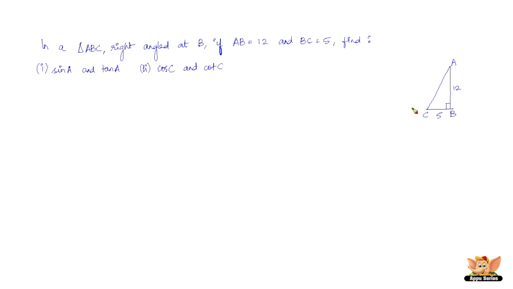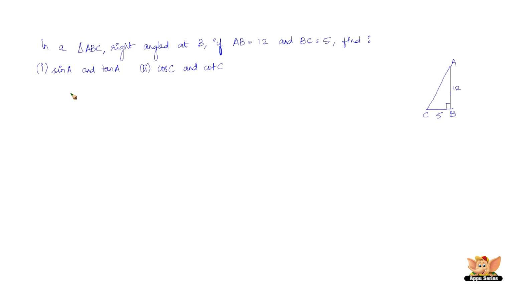But if you notice carefully in this figure, we have the values of AB and BC, but we don't have the value of AC, which is the hypotenuse in this case. Without the hypotenuse, we cannot find the sine or cosine of any angle. So the first step in this problem, I think you have already guessed it, is that we need to find the hypotenuse.